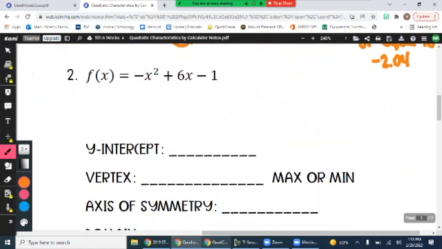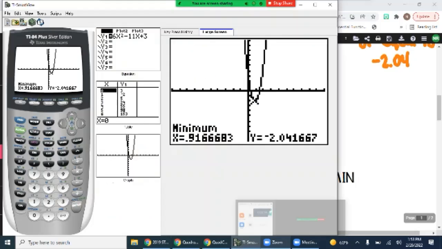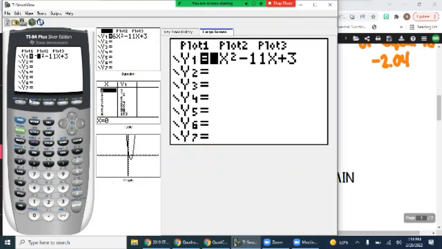Step one, we're starting back over. What do you got to make sure? Are they on the same side? Yes, f of x is no different than writing y equals negative x squared plus 6x minus 1. So yes, they are all on the same side. That means I can now go ahead and put that equation where? In y equals negative x squared plus 6x minus 1.